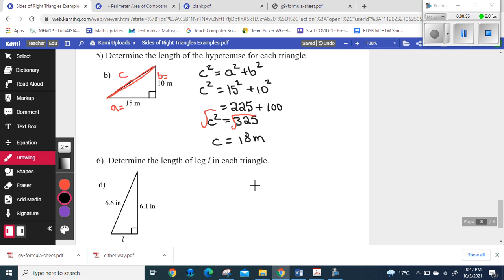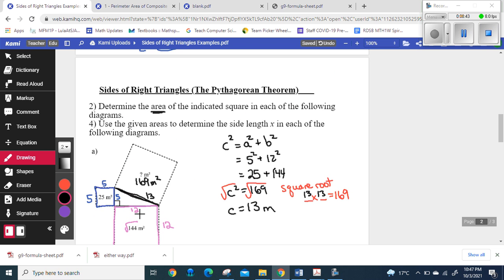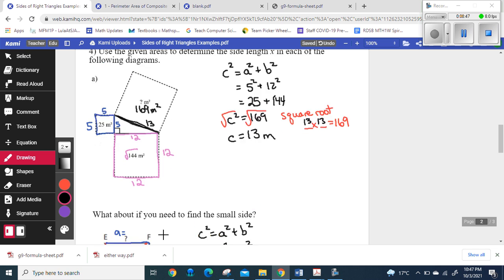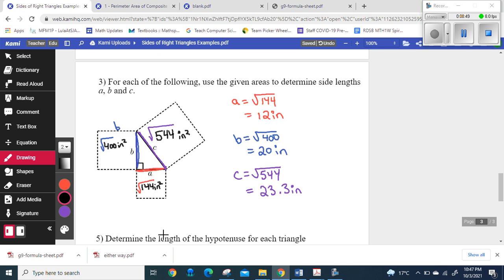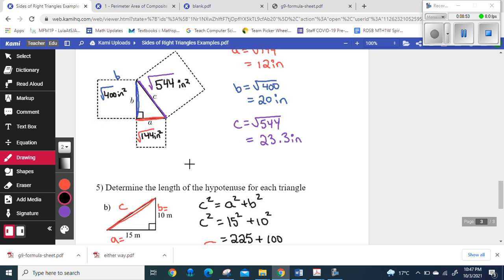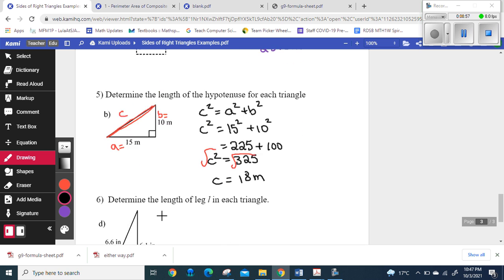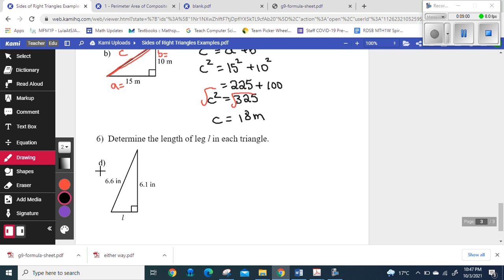Determine the length of leg L in the triangle. So I've picked just different ones off of your worksheet. I didn't pick all of them, and I kind of switched it up a little bit. So this is A to A. So we've solved that one. We did one of the ones from question 3, only I just picked different numbers. Question number 5 was looking for the hypotenuse. Question number 6, and let's look at D. We're going to figure out the length of the leg.